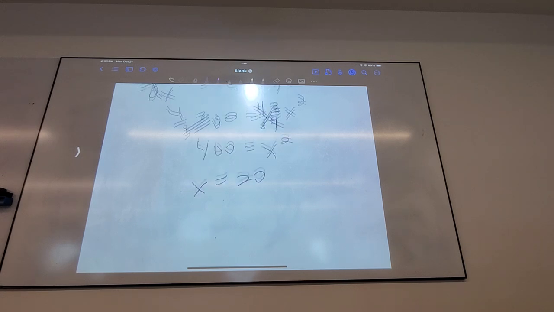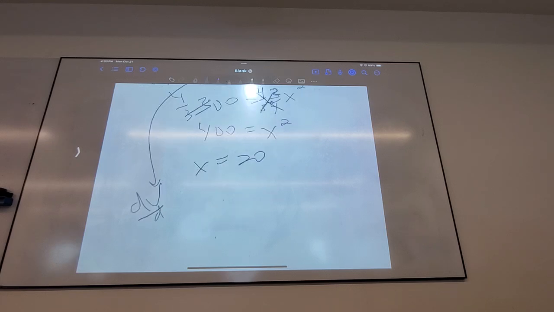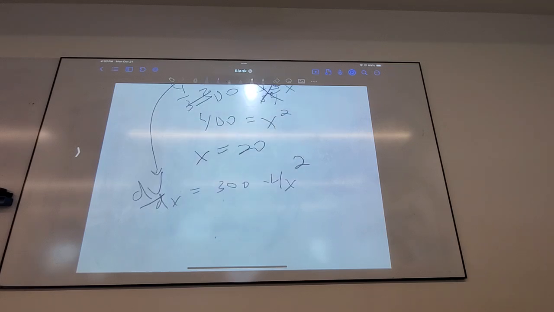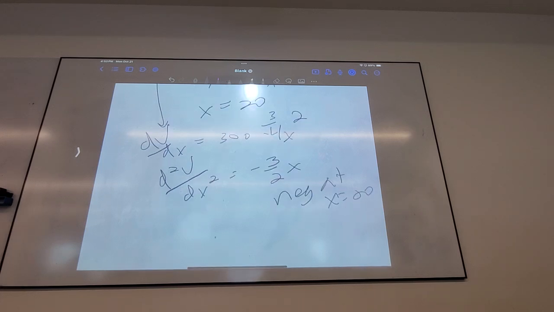So what is the second derivative? Let me rewrite the first derivative. 3/4 x squared. What's the second derivative? Yes, negative 3/2 x, is that cool? And what do you get when you plug a 20 in there? What do you get? You get a negative, so it's negative at x equal to 20. Therefore, it is concave down, and that's the location of a maximum. So that would maximize the point. Are you guys cool with it?